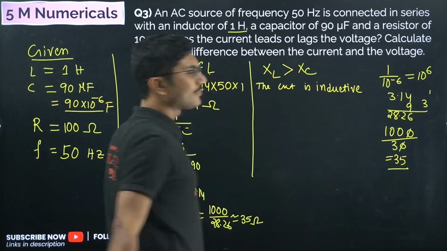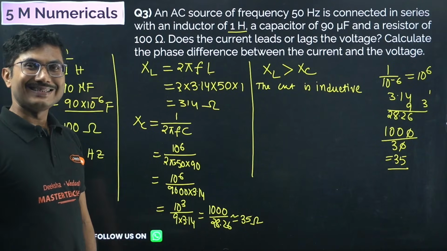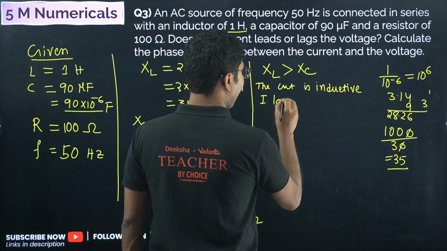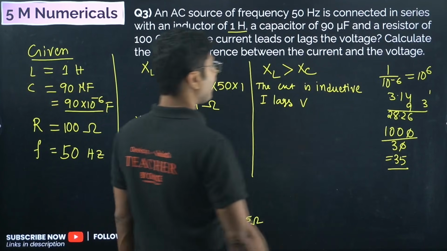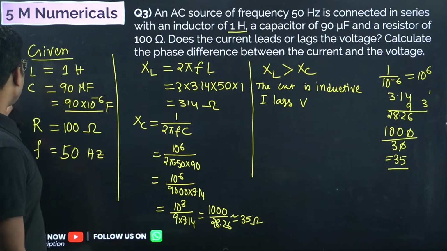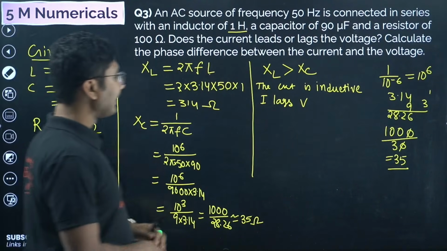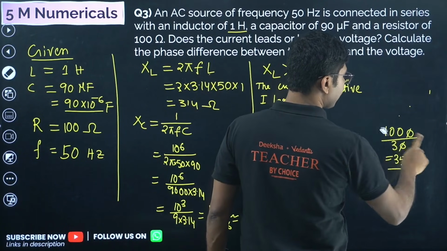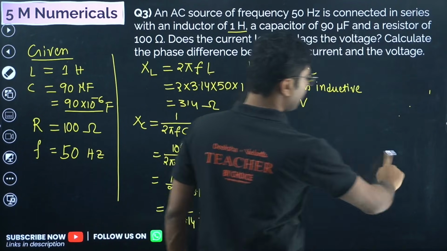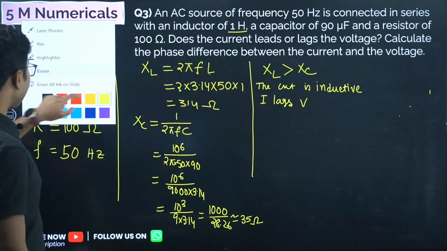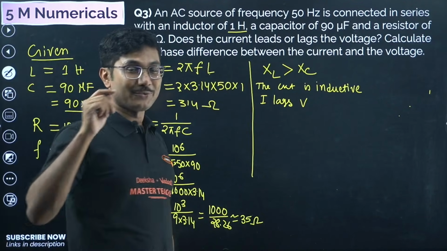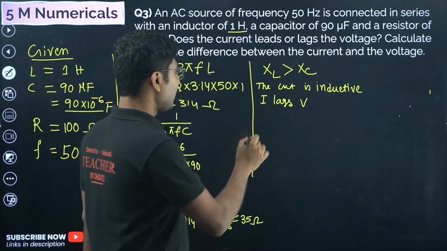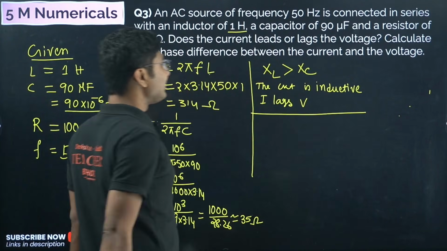And an inductive circuit means voltage is leading, current is lagging. So I lags V. You should write it in complete terms, saying that current lags the voltage. Okay, I used shorthand, but you should not do that in the exam, because the teacher may get confused. Okay, no confusion. Now what about the phase difference?